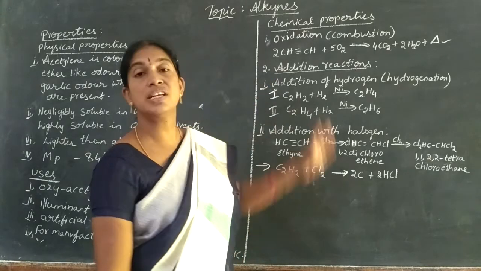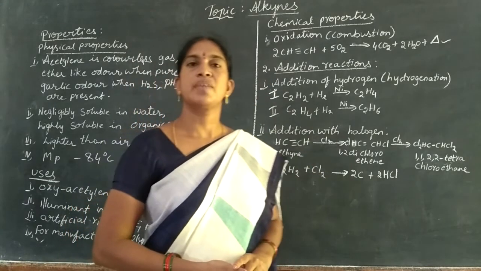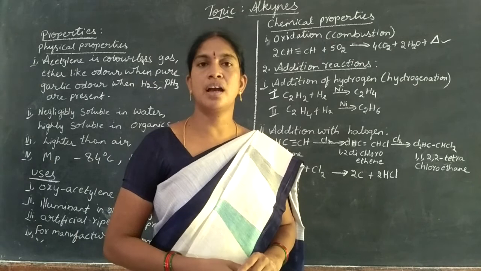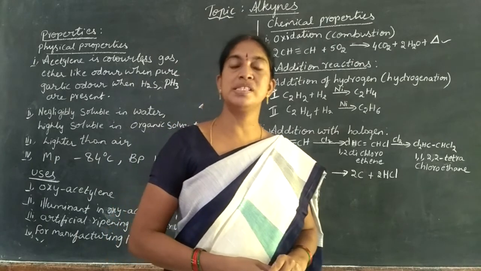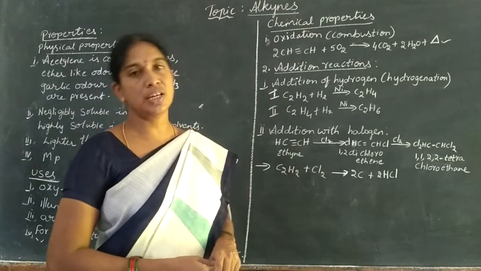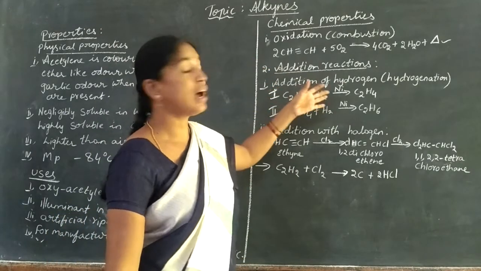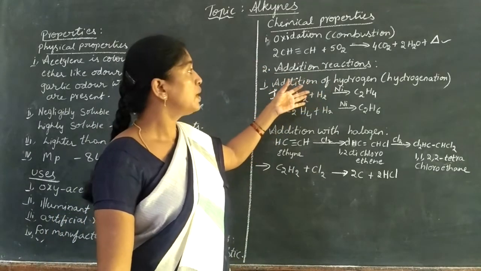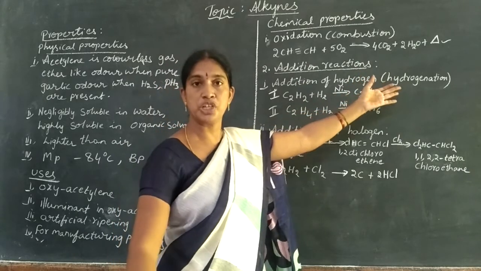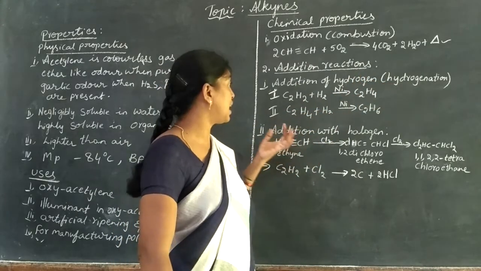Next are the addition reactions. As these alkynes are unsaturated hydrocarbons, they will undergo addition reactions. So in the addition reaction, addition of hydrogen takes place, or catalytic hydrogenation. That means addition of hydrogen will take place.